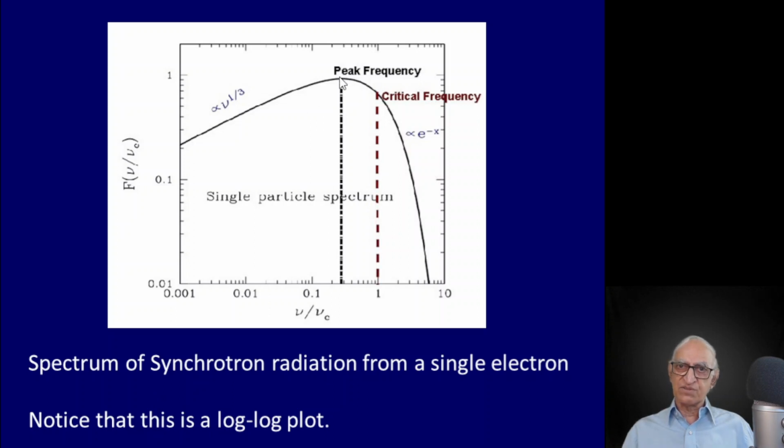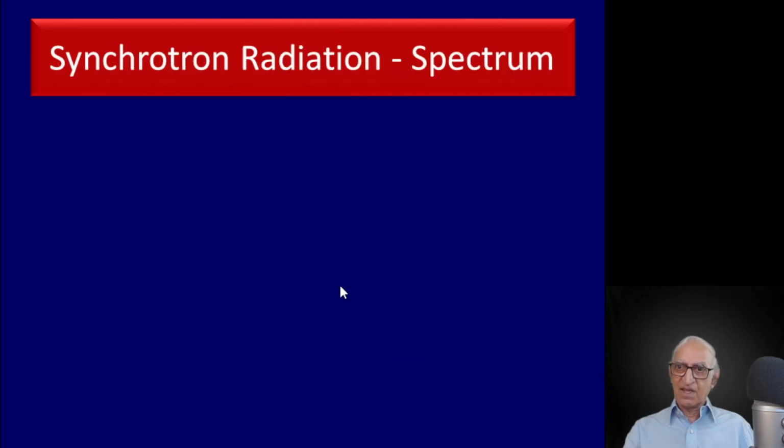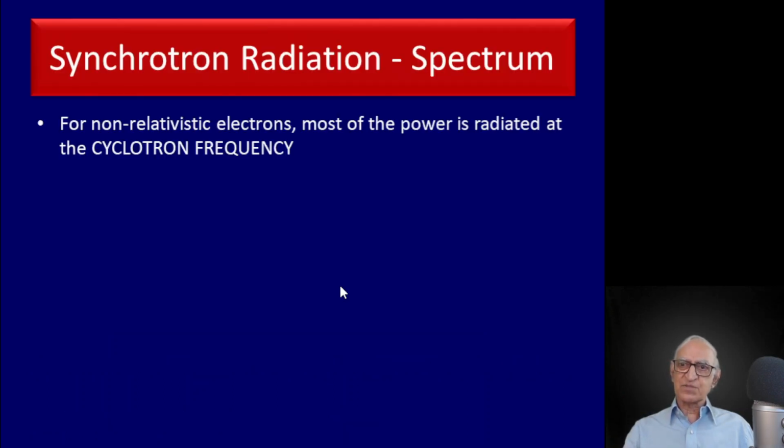So this is an extremely sharply peaked curve, peaking at the characteristic frequency, which is gamma cubed times the gyration frequency. Now, the synchrotron radiation spectrum: in the non-relativistic case, which is the cyclotron radiation, most of the power is radiated at the cyclotron frequency, which is eB over mc, which is the period of oscillation.